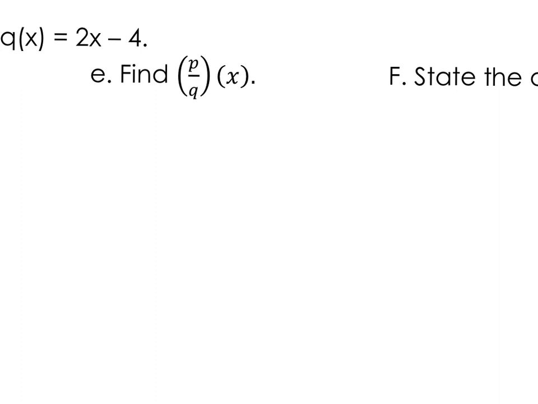And now watch what happens with the quotient, p divided by q of x. Again, this simply means p of x divided by q of x. As we write that quotient, p of x equals 6x over q of x, which is 2x minus 4. Now we have to be careful when we cross things out. Unfortunately, we can't do this and this. It doesn't work that way.